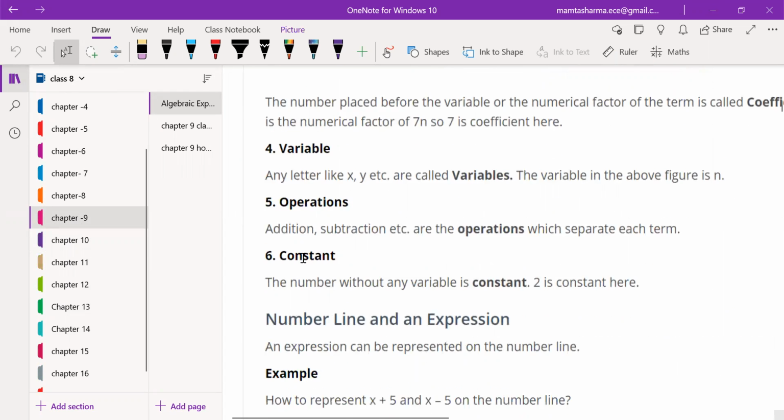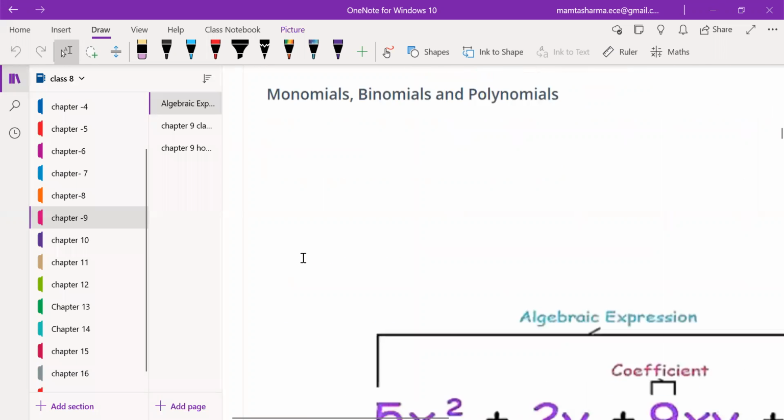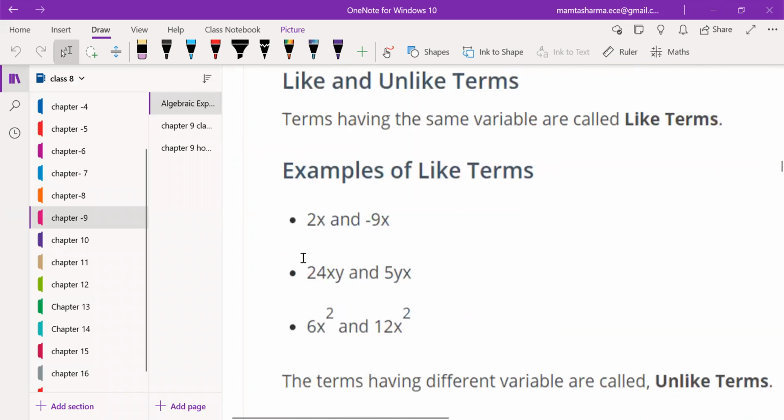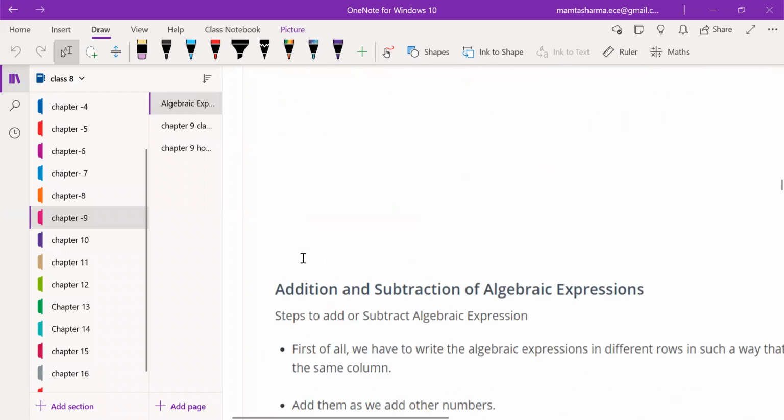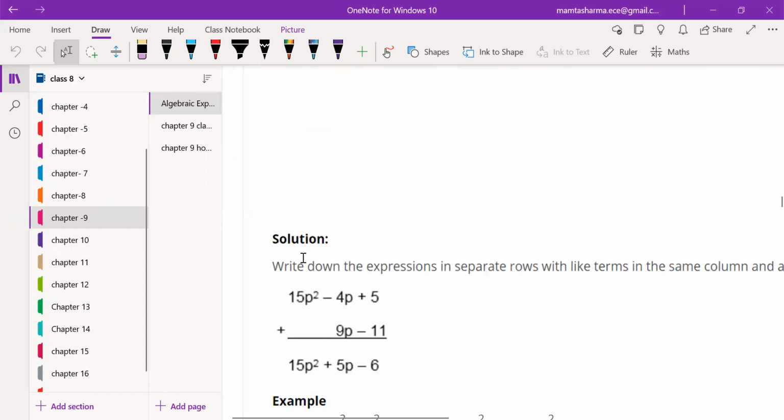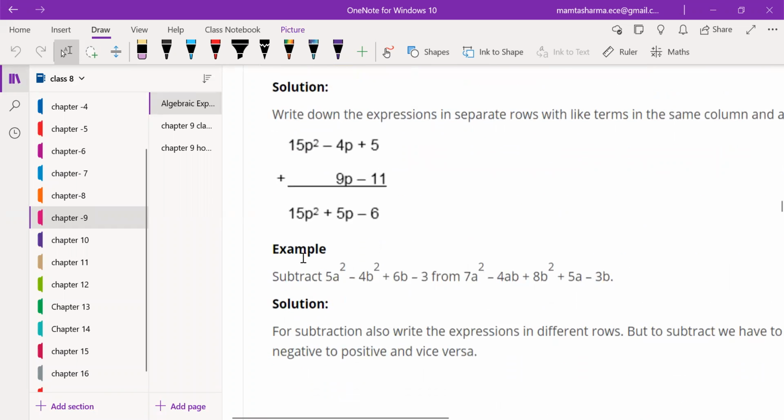Let me see. We have not done it. I have completed this in the 7th class. Okay, it is pending. Yeah, we can do it.